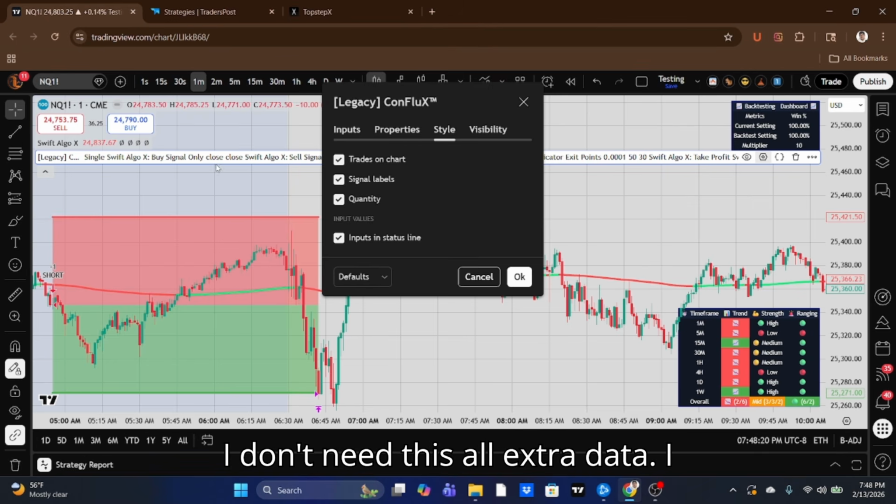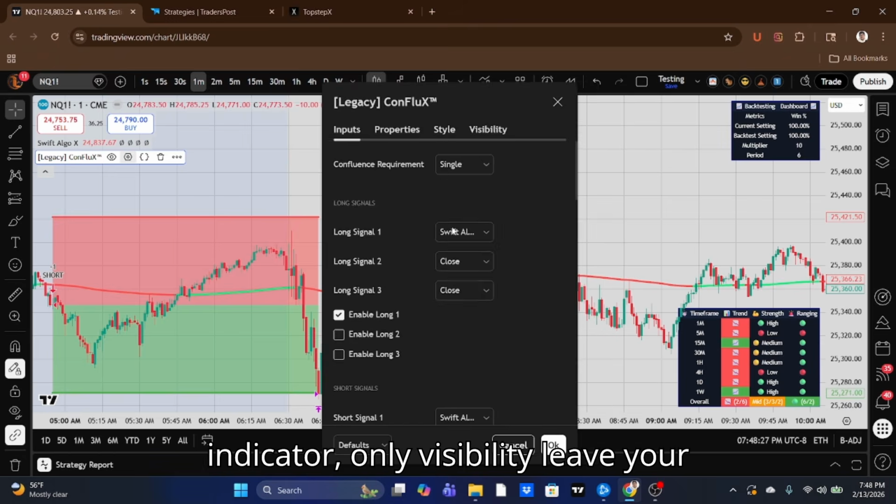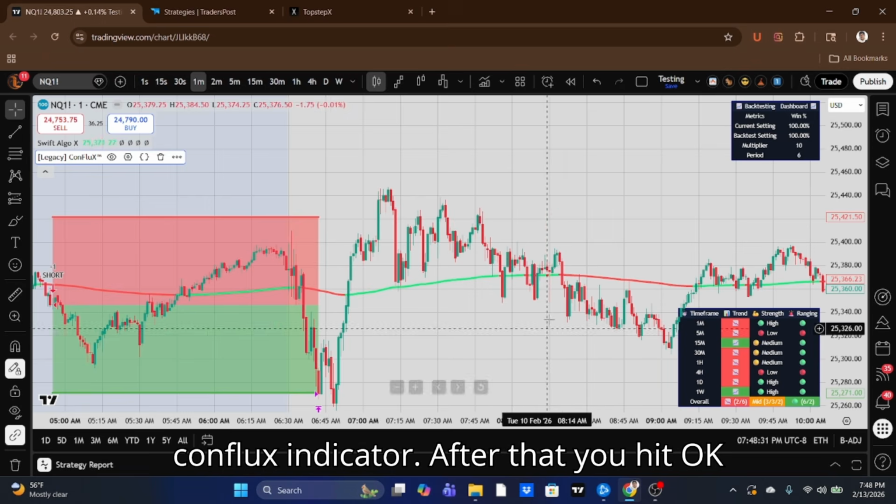Style tab, I don't need all this extra data. I keep that unchecked. Just the name of the indicator only. Visibility, leave it as is, and that's all I do with the ConFlux indicator. After that, you hit OK.